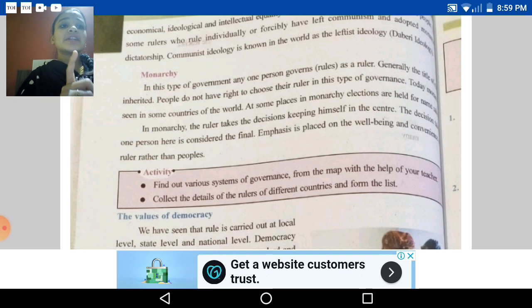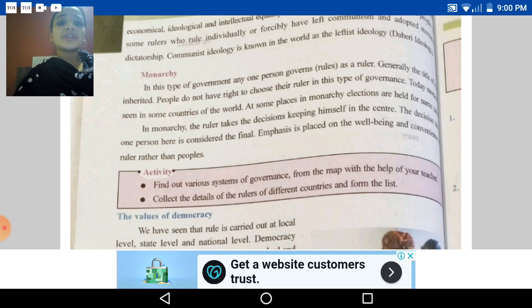Generally the title is inherited. Suppose this king is there, then his son will be the monarch, then his son, like that it is inherited because they are from royal families. People do not have the right to choose the ruler in this type of government. People's needs and wants are not considered fairly; it is from heredity.